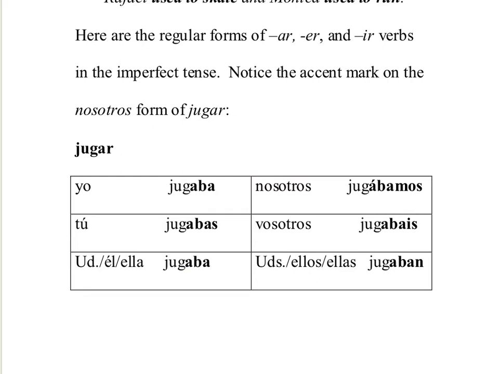Another thing to notice is the very end of each of these. Except for the yo form, we've got as, a, amos, ais, an, which are the normal endings for AR verbs in the present tense.